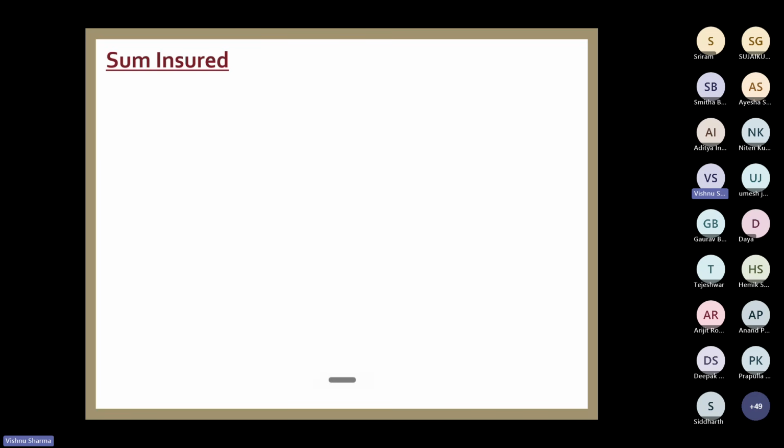We have rejected a few losses because there was a loss due to dry vegetation, fire due to burning of dry vegetation inside the construction site. So the insured was not paid. Okay, got it? Okay, thank you.